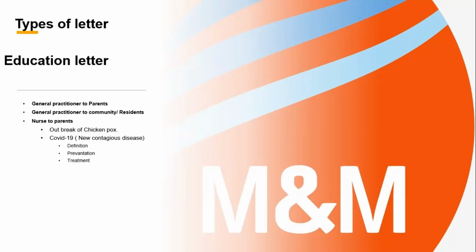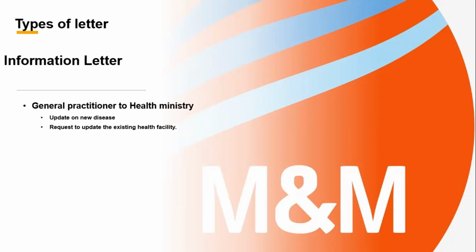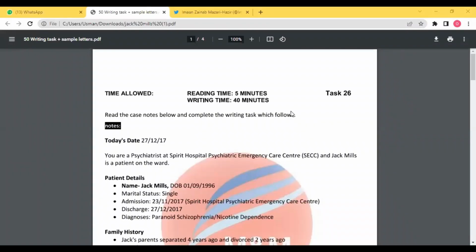Lastly, we have the education letter. It's less likely we have this letter in medicine, but you are writing this letter to educate the community, for the outbreak of some disease, with definition, prevention, and treatment options. And the information letter, again, is less likely. We can write this letter to give an update on a new disease, or maybe request to update the existing health facility, right? So these are the different types of letters we have to see. We would like to discuss this letter.